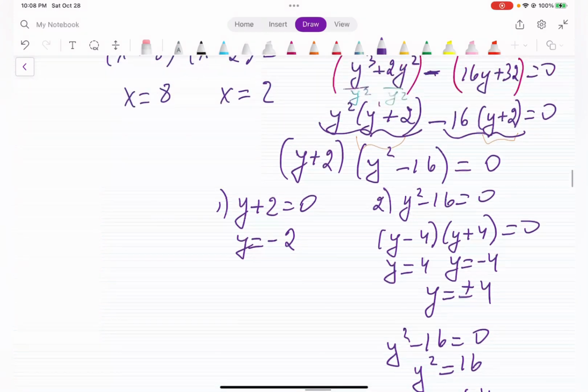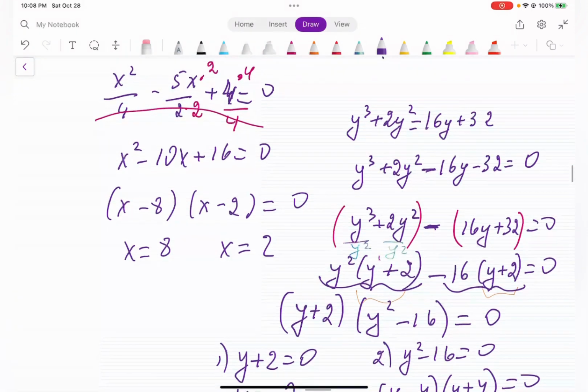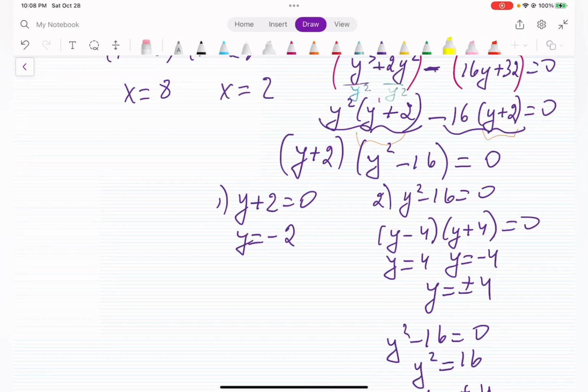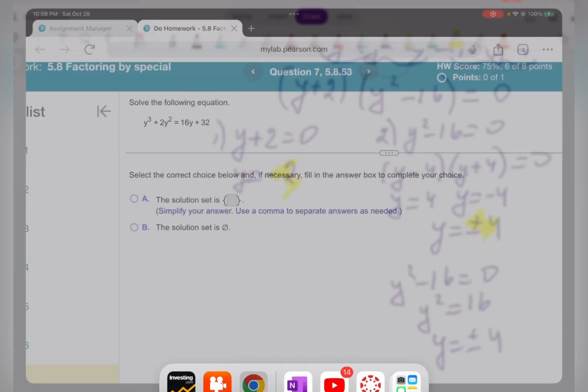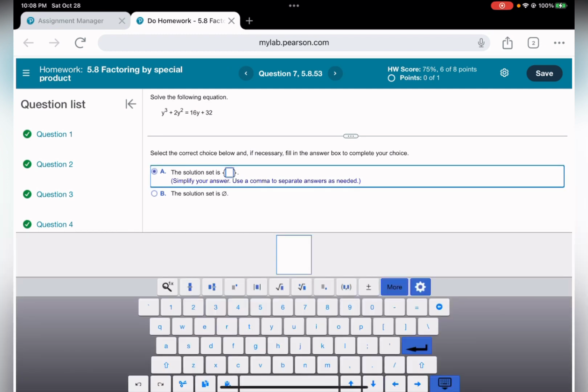Well, let me tell you something interesting. I'm not sure if you know. If you don't, then you will learn it. The highest degree of this polynomial is 3, right? Whatever the highest degree is, that many answers you will get. So we have highest degree 3, and let's see. First answer, second, third. Okay? All right, negative 2, plus minus 4. I will put here negative 2, comma, plus minus 4.